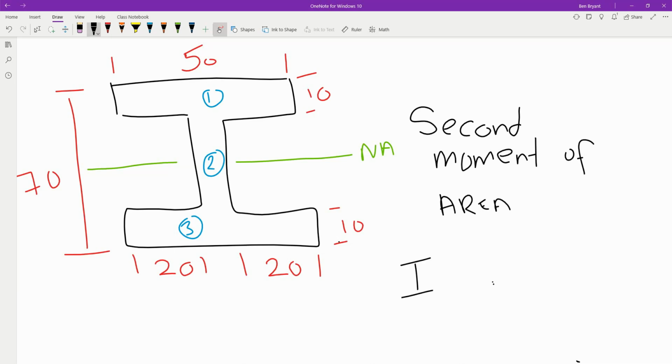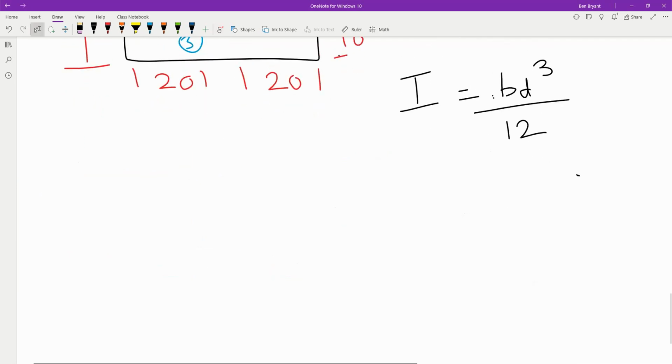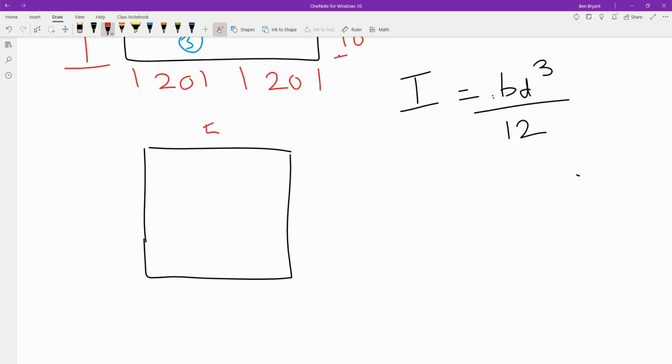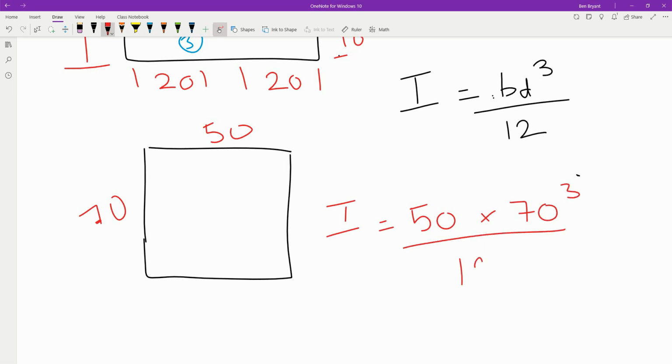So, using our second moment of area, which is BD cubed over 12, we're going to work out what our second moment of area is on this beam. I'm just going to imagine this is one big rectangle, and we're going to use BD cubed. We're going to put down our basic facts. We know it's 50 by 70, so this equals 50, the base or the breadth, times 70, which is the depth or the height, all over 12.